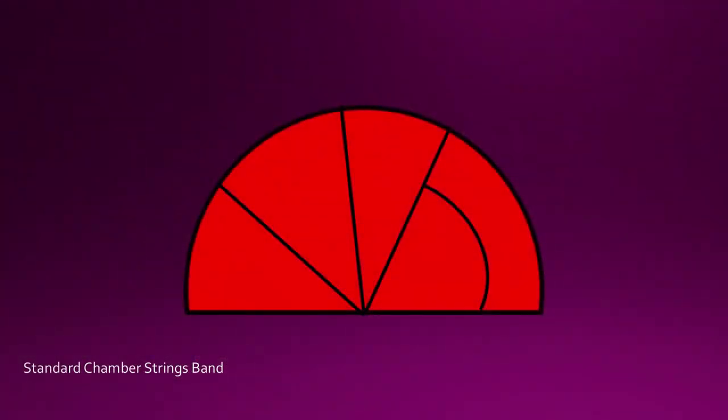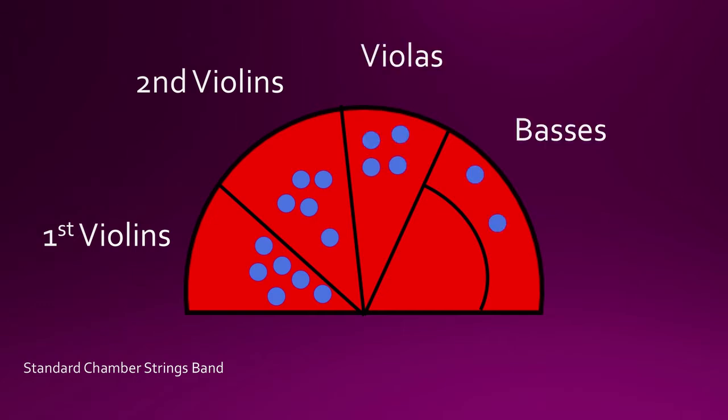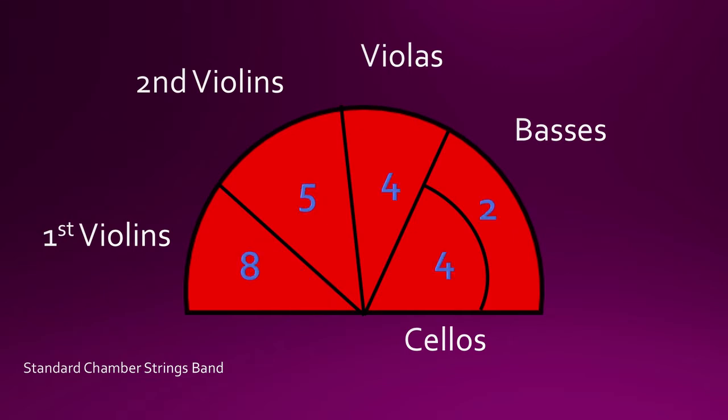So if you're looking at just the string section, if you're looking at the traditional definition of a standard chamber strings band, you'll have first violins, second violins, violas, basses, and cellos. Now, traditionally, that number in a standard chamber strings band is 8 violins, 5 second violins, 4 violas, 2 basses, and 4 cellos. If you were to go to see a standard symphonic strings band, you're going to probably have 18 violins, 14 second violins, 10 violas, 8 basses, and 10 cellos.